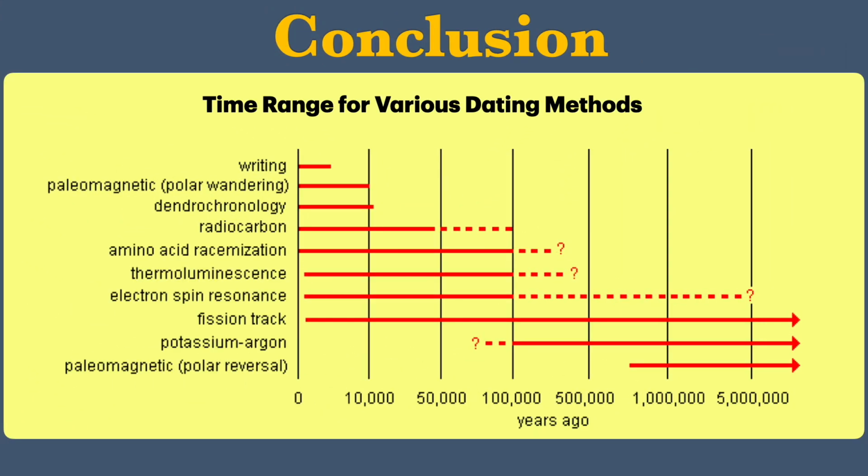Time to conclude this video. We discussed 7 methods of absolute dating which are non-radiometric. On the screen you can see the time range for various dating methods.